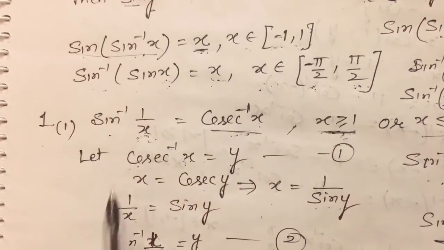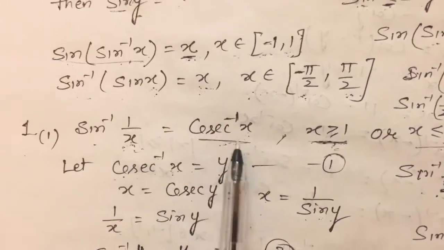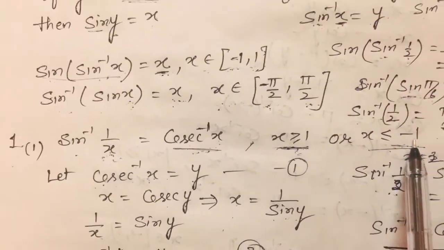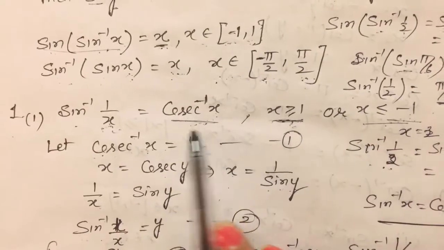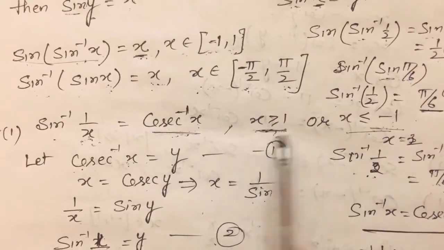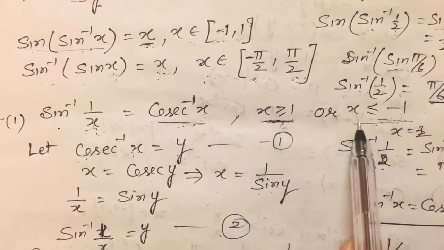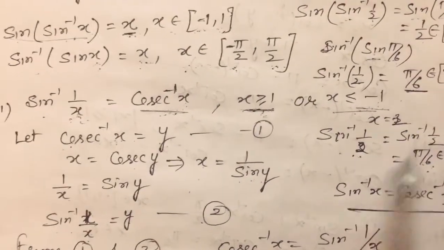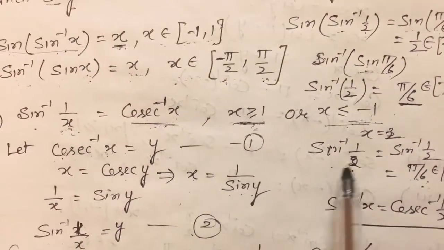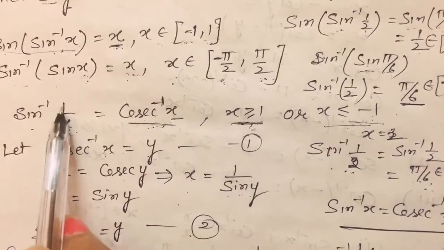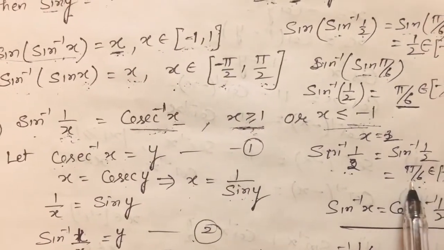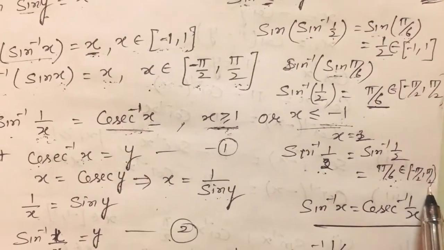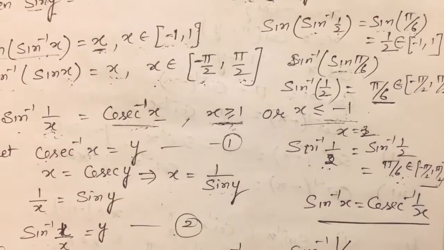Look at the very first property: sine inverse 1/x, we can write as cosecant inverse x, where x is greater than or equal to 1 or less than or equal to -1. We know that the cosecant inverse x domain is this. Suppose I am taking x is equal to 2 here, then what will be sine inverse 1/2? It is pi by 6, and we know that pi by 6 lies between -pi/2 to pi/2, and this is the range of sine inverse x.